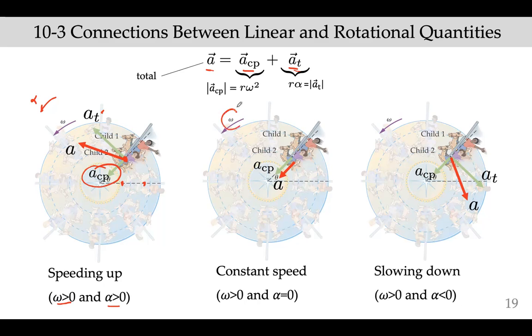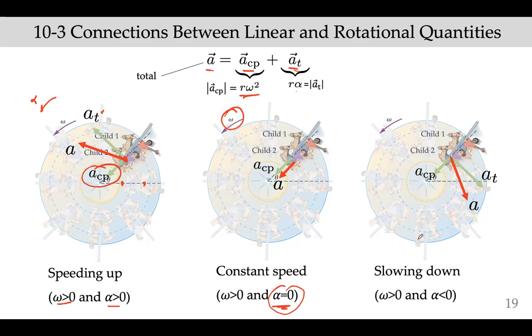Again, there is some counterclockwise rotation with constant angular speed, and let's say the angular acceleration is 0. Centripetal acceleration will still be there, because it doesn't depend on alpha, even though alpha is 0. But the tangential acceleration depends on alpha, and because alpha is 0 in this case, we would not have any tangential acceleration in this direction. So the total acceleration basically becomes the centripetal acceleration.